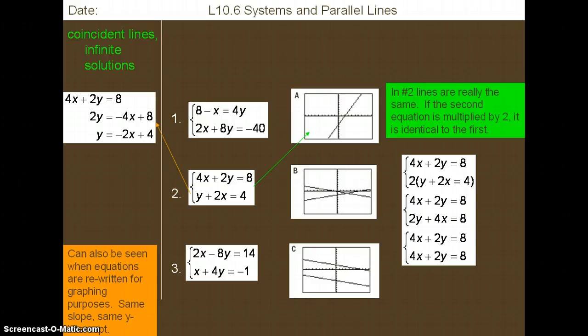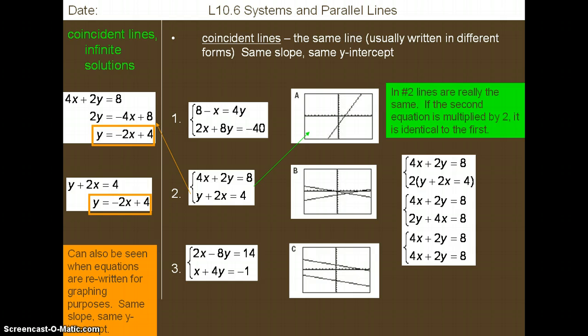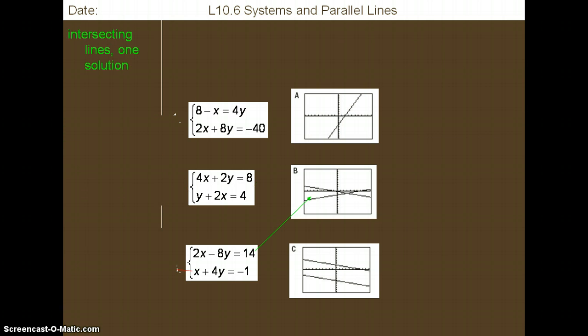If we were to put this in slope-intercept form, we would see the same exact slope and the same exact intercept, because they are the same exact line. These are what we call coincident lines. The same line is usually written in different forms, otherwise it would be really obvious. They don't look the same when we originally look at the equation. Coincident lines have the same slope and the same y-intercept. The lines are the same, so all the solutions are the same.